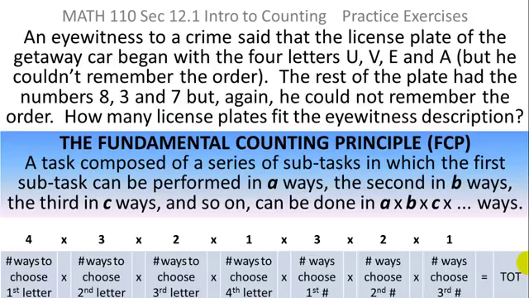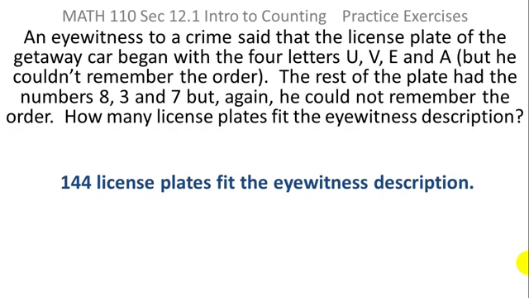So the total number of license plates that fit the eyewitness description is 4 times 3 times 2 times 1 times 3 times 2 times 1. And that comes out to be 144. So there are 144 different license plates that fit the eyewitness description.